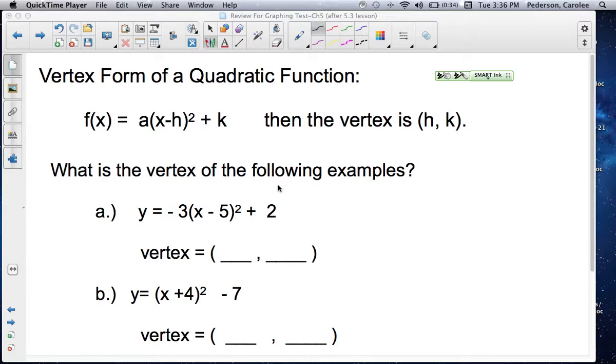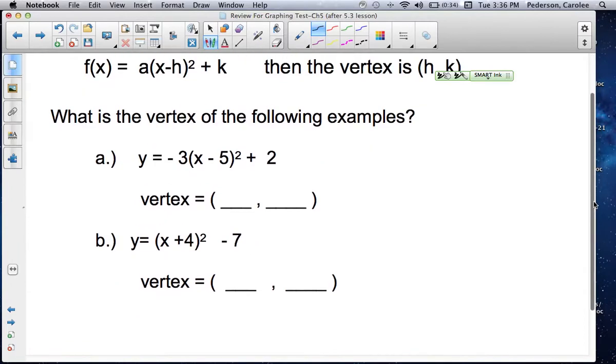So let's just go through a couple of warm-up problems here. Again, you don't need to write these down. If I asked you, what is the vertex of this first example, part A? What is the transformation? Think about inside the parentheses. What is this minus 5 doing to the problem? Well, that's moving it to the right 5 units. We always have to think opposite.